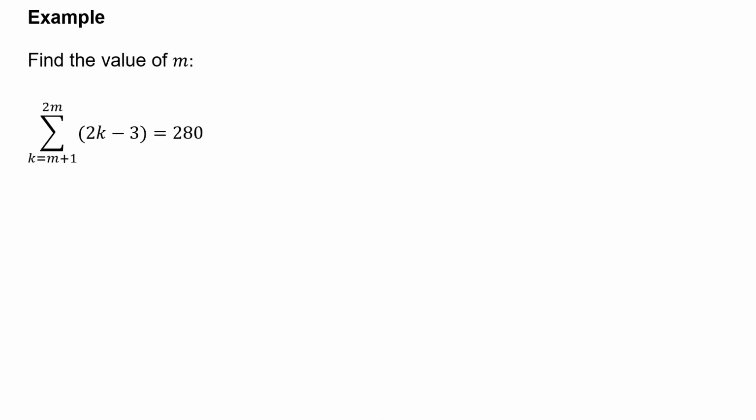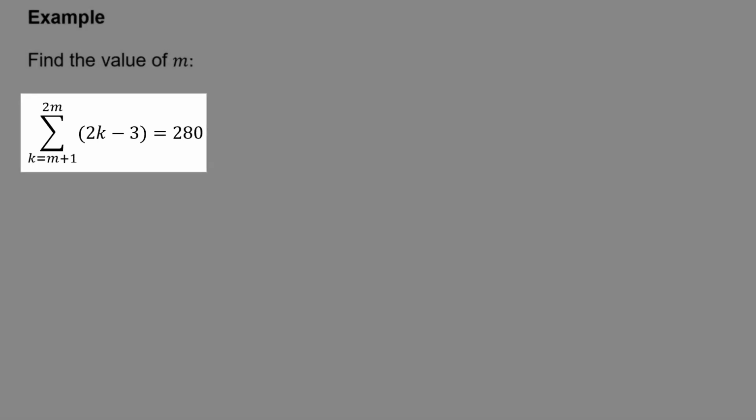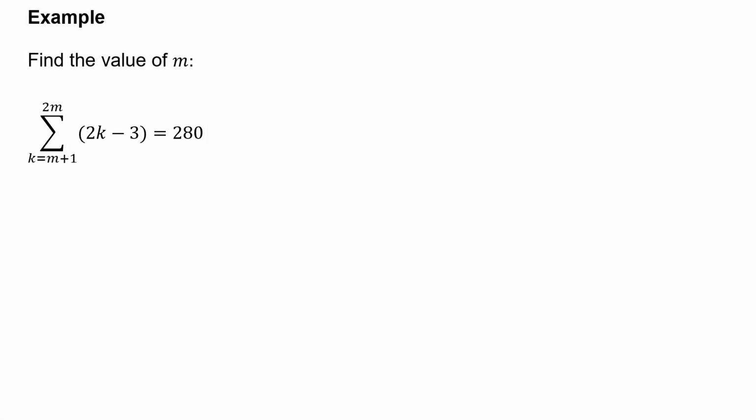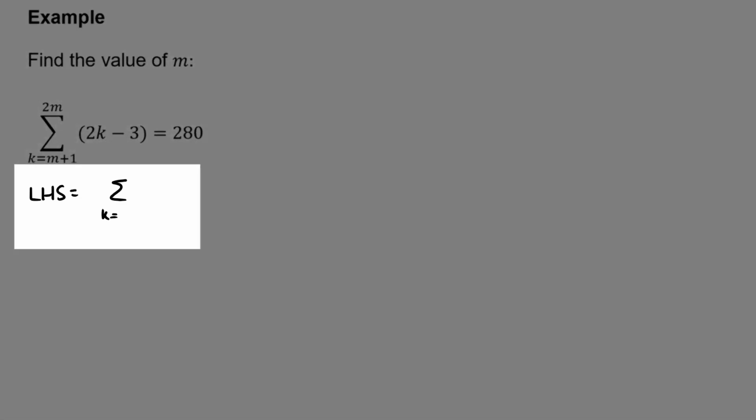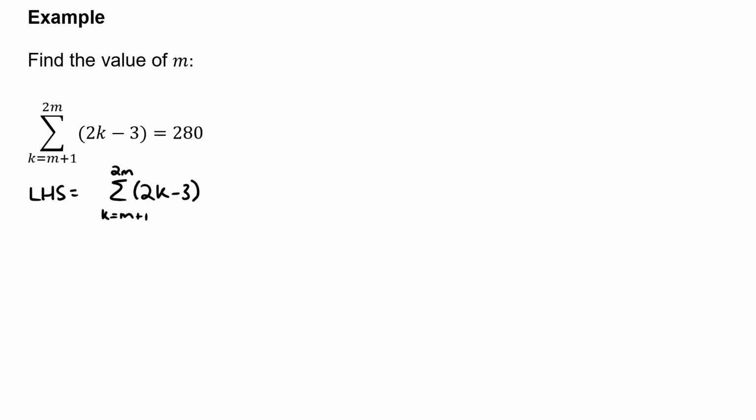The last example that we've got here is a little bit more tricky to deal with, but if we break it down, it does become a little bit easier. So I want you to start by focusing on one side of this expression at a time. So let's look at the left-hand side first. We're told that the left-hand side is the sum from k is equal to m plus 1 to 2m of 2k minus 3.